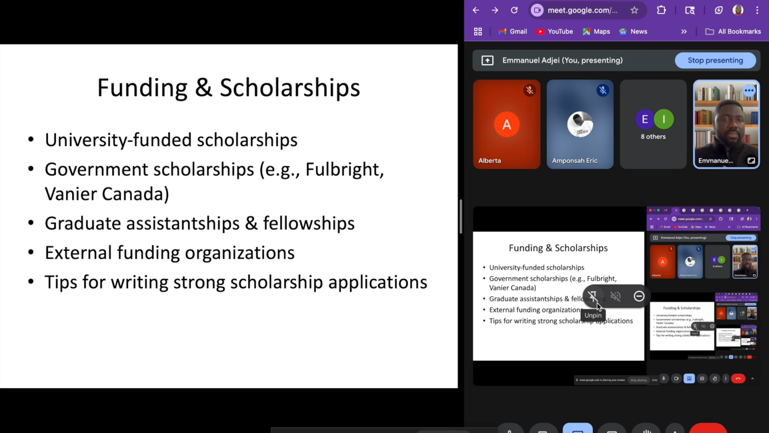Graduate assistantships. As I said, I explained it clearly when I was talking about the university funded scholarship that a graduate assistantship is a form of work.